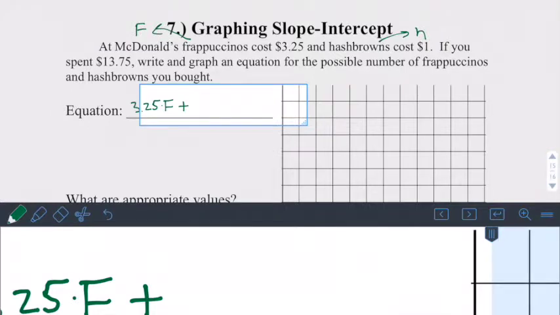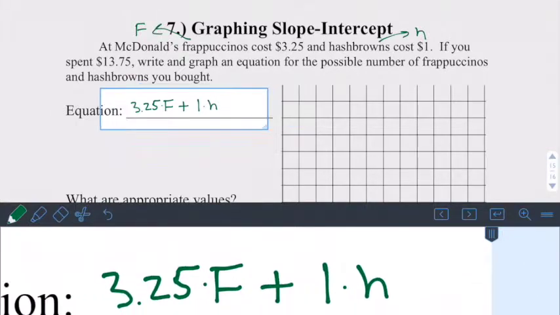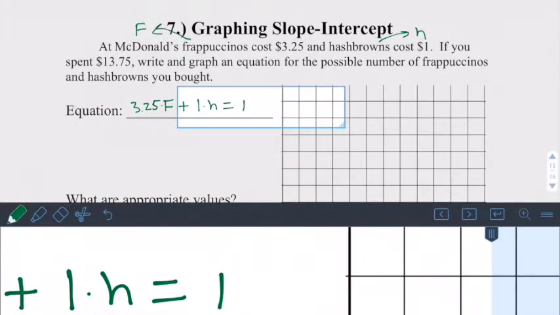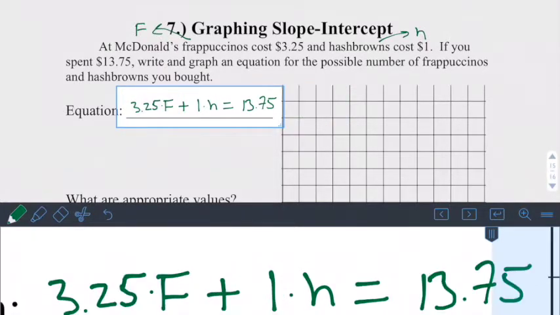So if I bought one hash brown, it would be $1. If I bought two hash browns, that would be $2. If I bought three hash browns, that would be $3. So it's $1 times H, the number of hash browns. If I add all this up, I'll get my total of that $13.75 that I spent. So there's my equation. Now I need to graph.